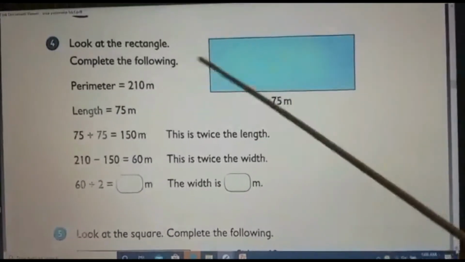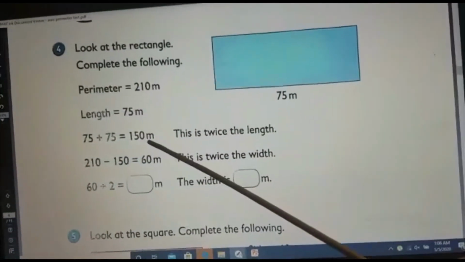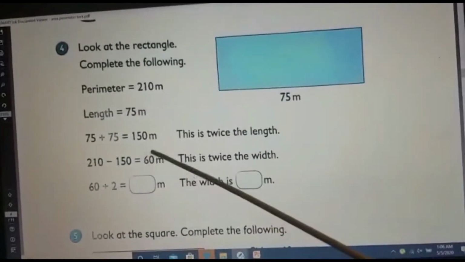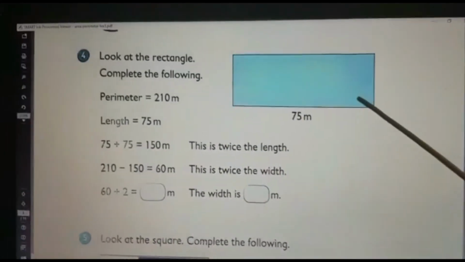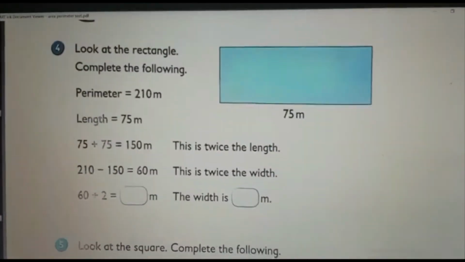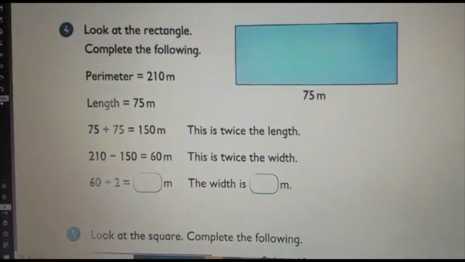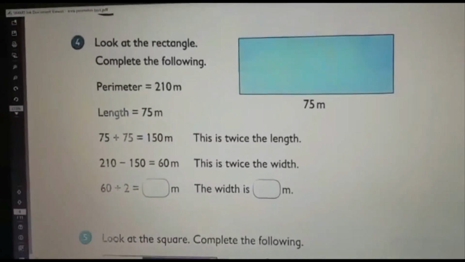What will be this? From 210, if we subtract 150, how much are we getting? It is 60. That 60 is the sum of this side plus this side, and these two sides are the same. So what should we do? It is 60 divided by 2. What is 60 divided by 2? It is 30. So the width is 30 meter.